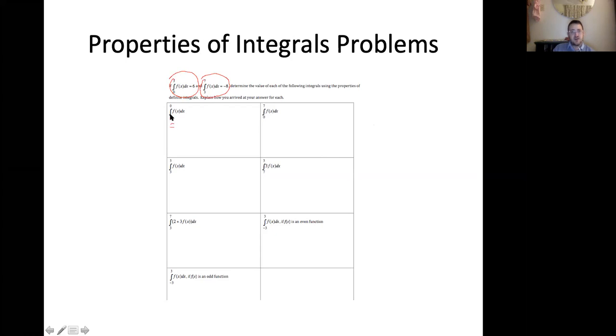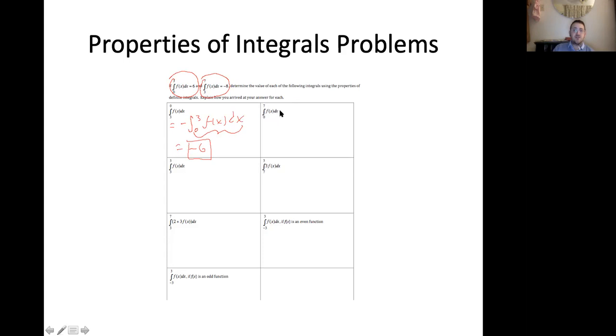So on this one, it's basically the flip of 0 to 3. So if I put a negative sign, this would be equal to negative the integral of 0 to 3 of f of x dx. But the good news is that this is already given to us. So we can just say that this is negative 6. So we're sequentially using the properties here.